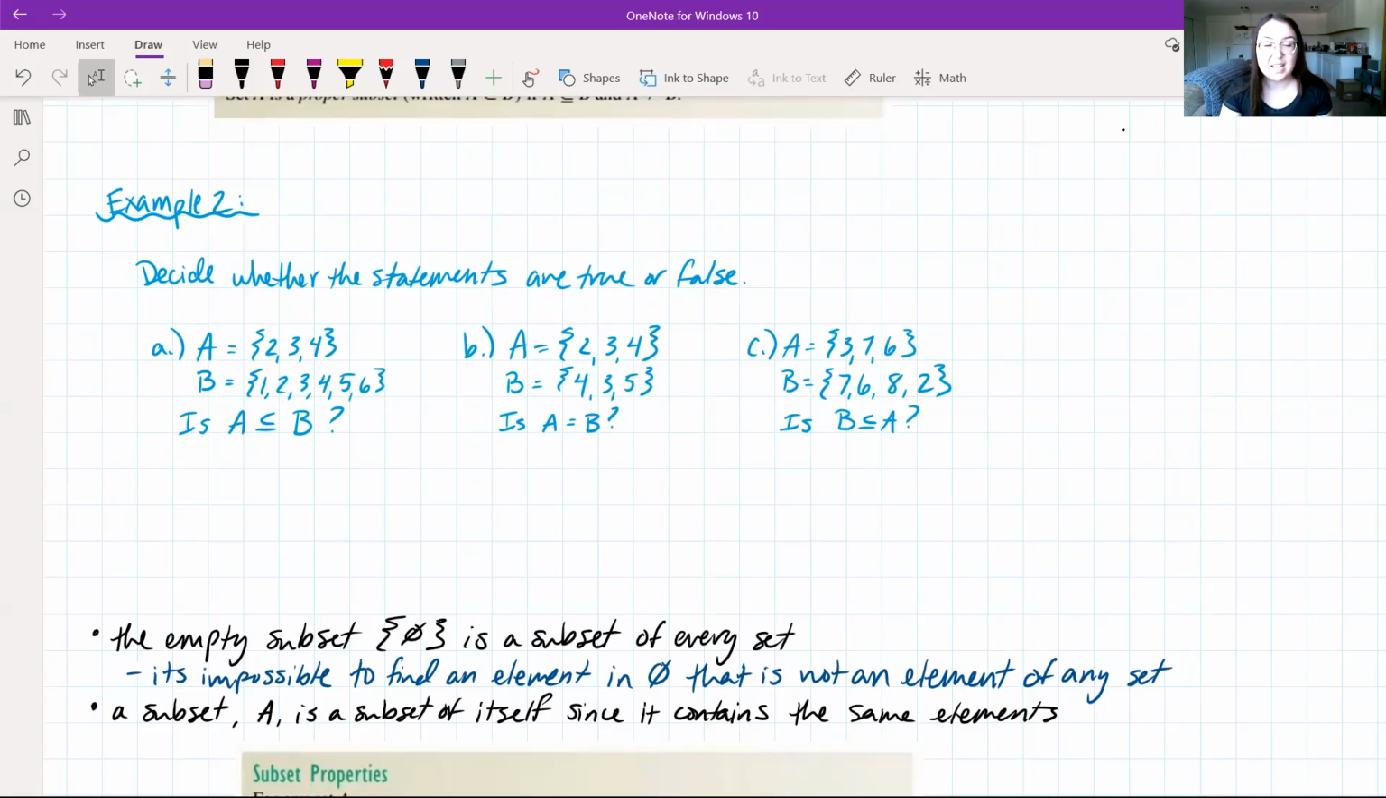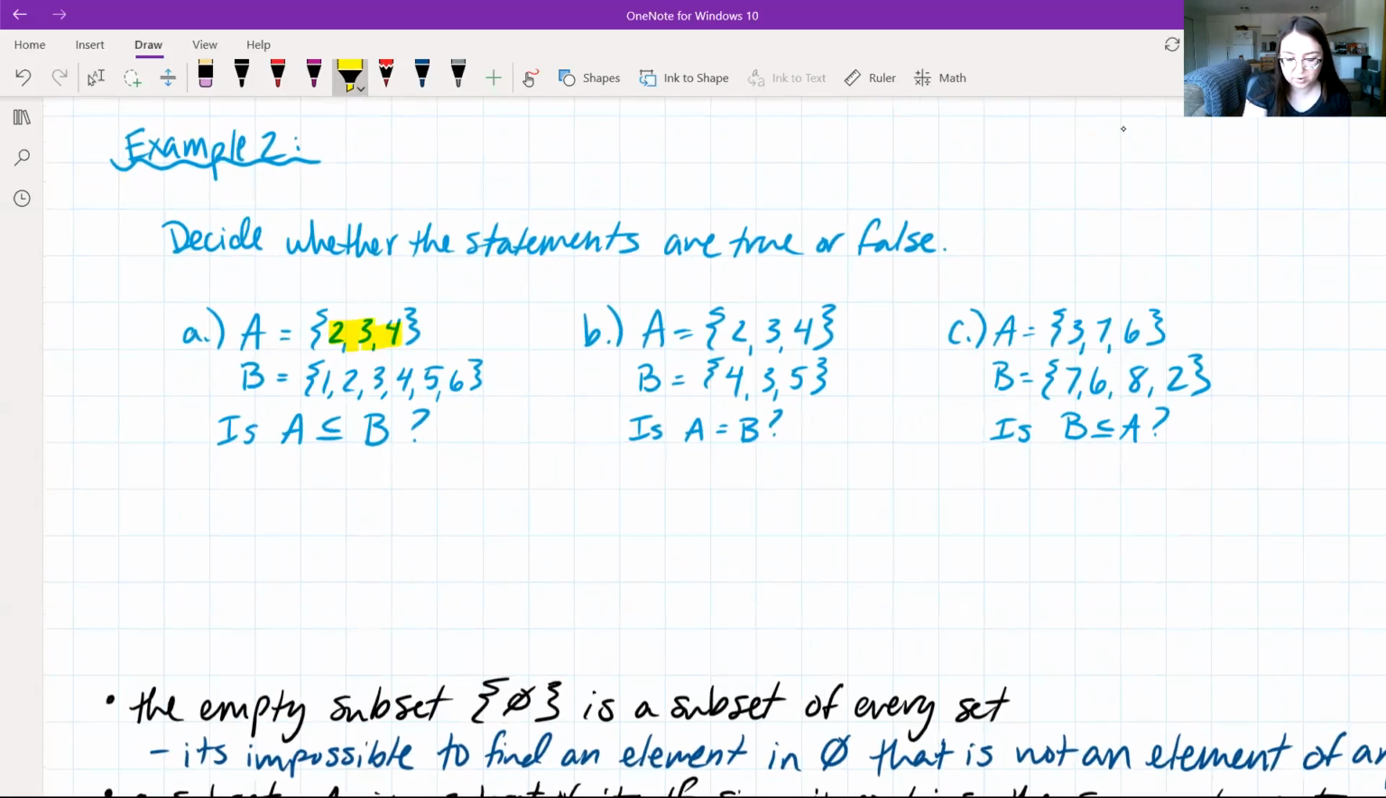We want to know, is A a subset of B? Well, the only thing we need to do to check is see if the same elements in A are also in B. Our elements of A are 2, 3, and 4. Our elements of B are 1, 2, 3, 4, 5, and 6. And we definitely see that 2, 3, and 4 are contained within B. So that statement is true.